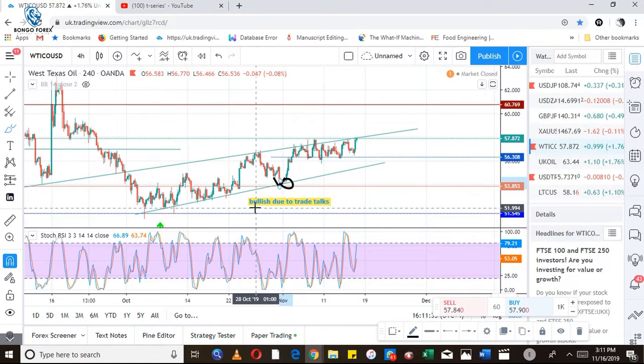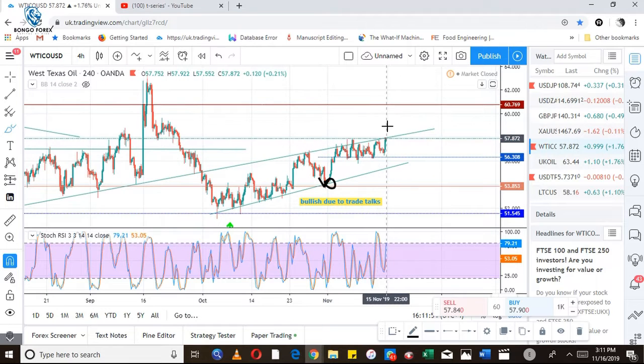You could see we had a bullish sentiment due to trade talks. Yes, the trade talks now look extremely positive between US and China, and that creates demand for oil products. Henceforth, we still hold that bullishness on oil. How I'm going to trade this, I just want to see the breakout happening through this resistance area and the pullback, and then that's where I'm going to look for that buy and trade it all the way up.